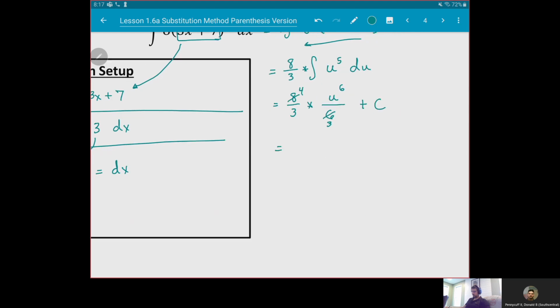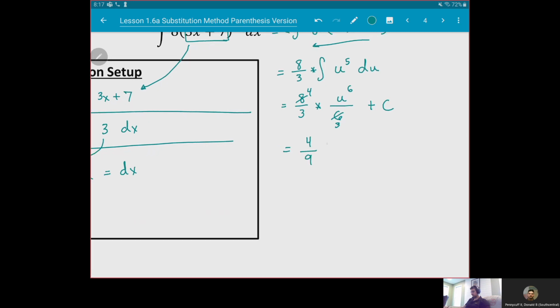So this becomes 4/9, and I'm going to go ahead and plug the 3x plus 7 back in. Plus c. And so I found my integral.